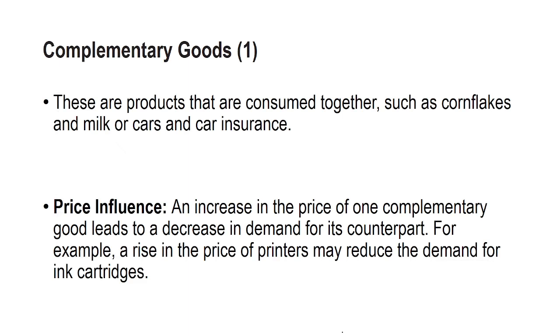The next item is complementary goods. Complementary goods are products that are consumed together, such as cornflakes and milk, or cars and car insurance. In fact, an increase in the price of one complementary good leads to a decrease in demand for its counterpart. For example, a rise in the price of printers may reduce the demand for ink cartridges as well, or an increase in the price of milk will lead to a decrease in the quantity demanded of cornflakes.